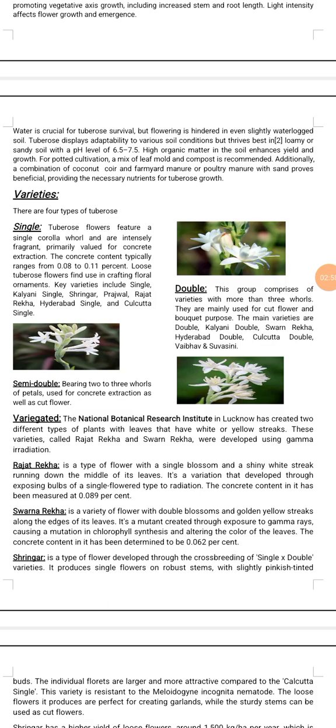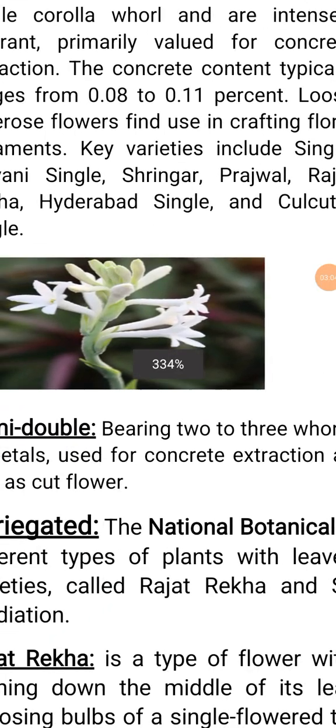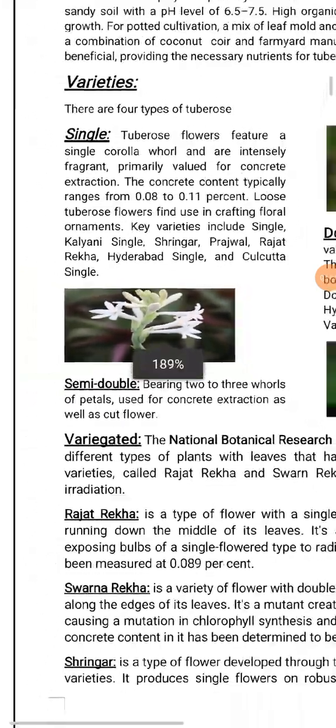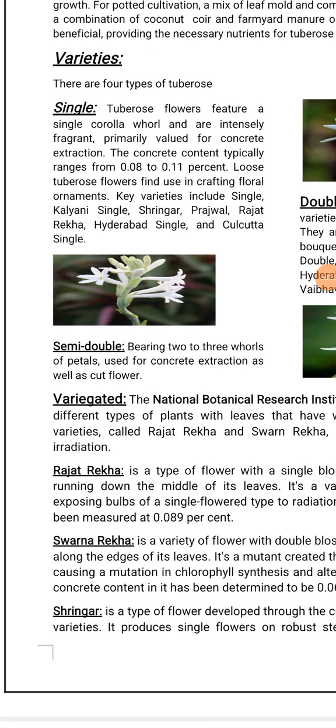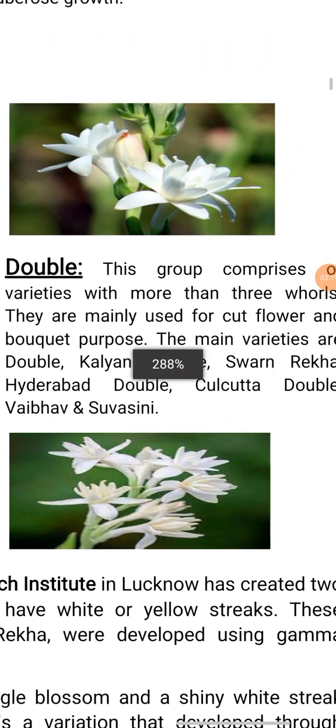Now there are three varieties, or forms, of the tuberose, and these are on the basis of flower shape. First of all, single. If they contain only a single whorl, this will be called a single plant, and it is mostly grown in Hyderabad, Rajawat, and Kolkata. Second is semi-double. Semi-double means they have two or three whorls.